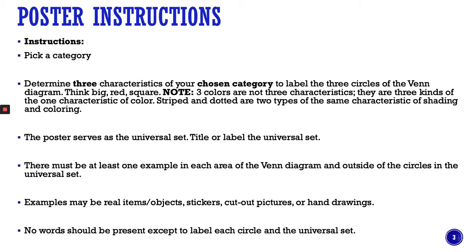The poster will serve as your universal set. You need to title or label that universal set. There must be at least 1 example in each area of the Venn diagram and outside of the circles in the universal set. Examples may be real items. They can be objects. They can be stickers, cut out pictures, or hand drawings. No words should be present except to label each circle and the universal set.